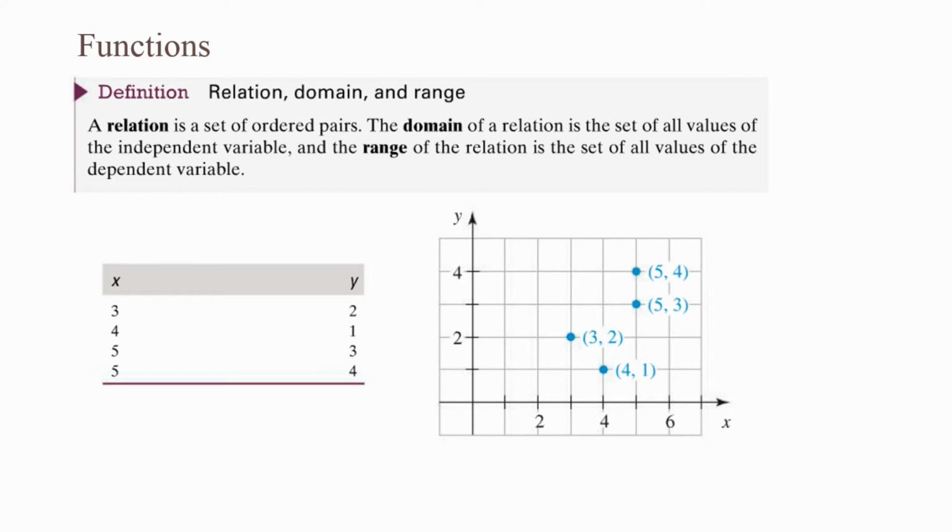The domain of a relation is the set of all values of the independent variable. Our independent variable for this relation is x, and its values are 3, 4, and 5. The range of the relation is the set of all values of the dependent variable. The dependent variable for this relation is y, and its values are 2, 1, 3, and 4.